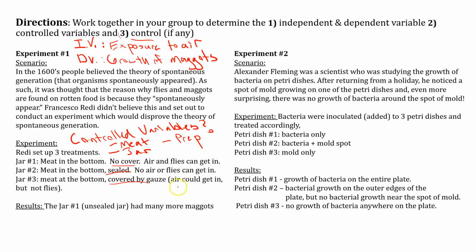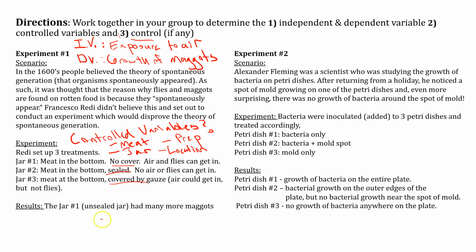And then another thing would be the location and the environment in which the jars are placed. If one is set next to a cold stream and the next is right out in the baking sun, it could be that the difference you see is due to those. So a whole bunch of different controlled variables.